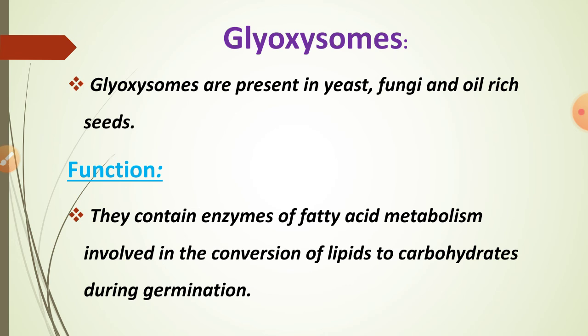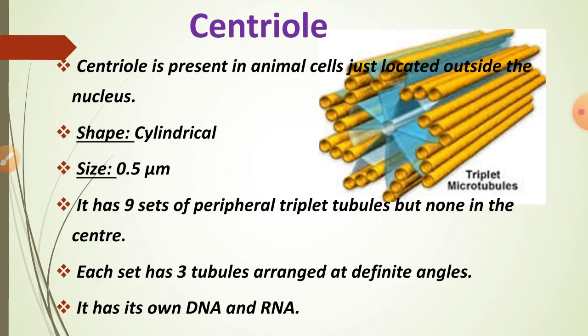Understood? Okay. The next one, centriole. Centriole is present in animal cell. The shape of the centriole is cylindrical. The length of the centriole is 0.5 micrometer. It does not have any membrane, as we saw in mitochondria. One more we studied which does not have any membrane. What is that? Yes, that is ribosome. So ribosome also does not have any membrane.